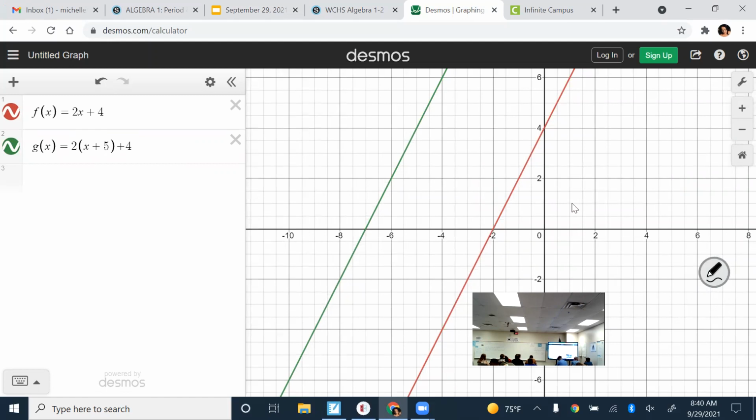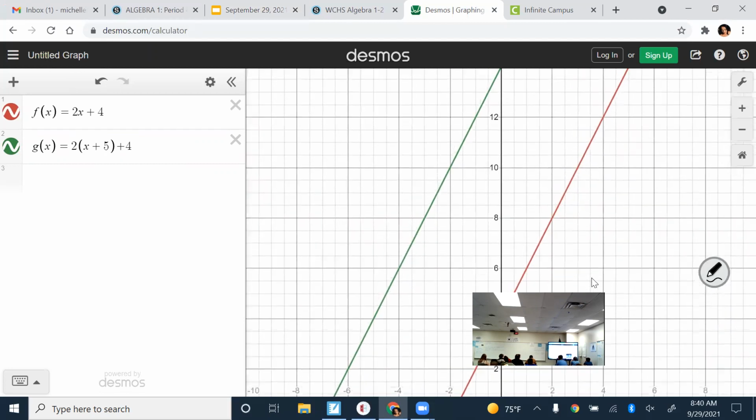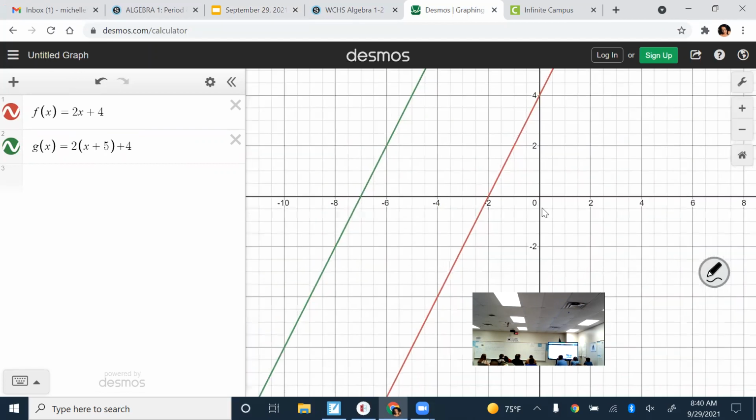Did it move up, down, left, right? It moved left. Originally we had the red line, now we have the green line, and it moved to the left. I would probably argue that you could also say it moved up, but when it's in this format, like on your test, where it's being done to the input, it's a horizontal shift. So that would be left. Questions there?